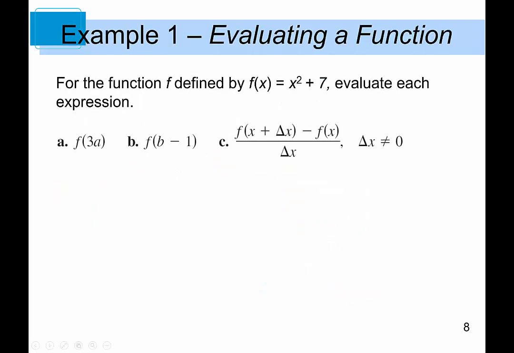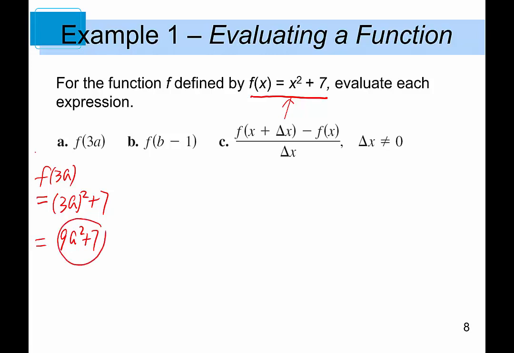Now let's take a look at an example. We have a function f of x equals x squared plus 7. We want to evaluate each expression. First of all, we get f of 3a. For f of 3a, you just replace x in your original equation with 3a. In this case, x becomes 3a. So we get 3a squared plus 7. In that case, 3 squared becomes 9, so 9a squared plus 7. So that's going to be the answer. This is the a part.